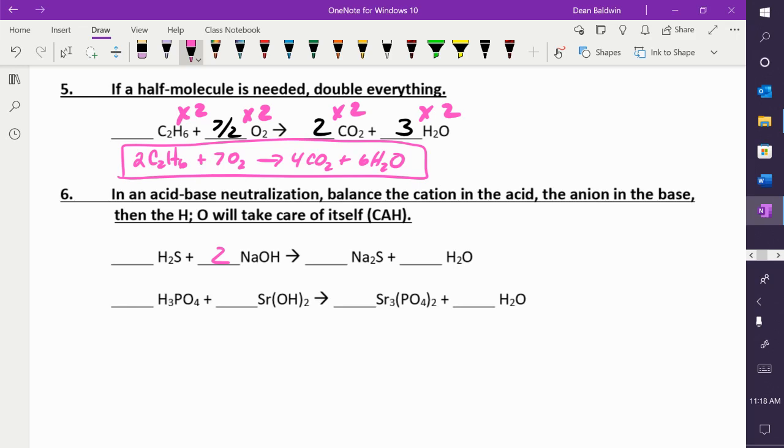I've got 2 plus the 2 hydrogens here. That's 4 hydrogens, so I need to get 4 hydrogens here. So I just put what in front of the water? A 2. And then you have to check your oxygen. Usually, like it says here, the oxygen sorts itself out. 2 oxygens, 2 oxygens. Okay. You want to try the next one on your own? Balance the last one, please.